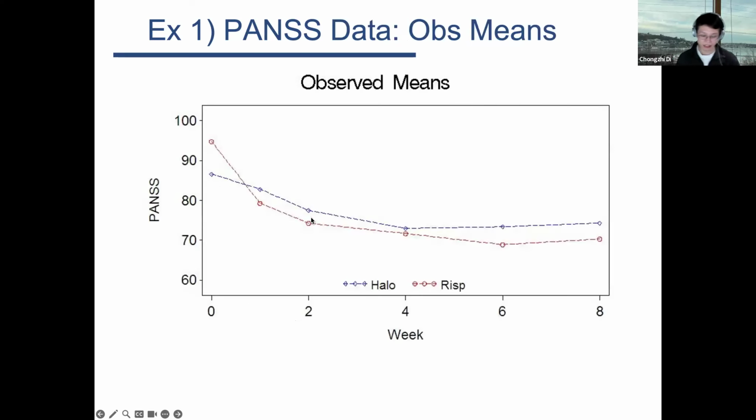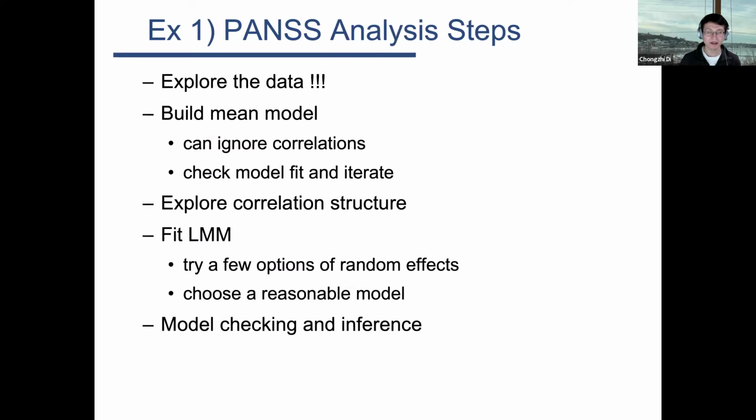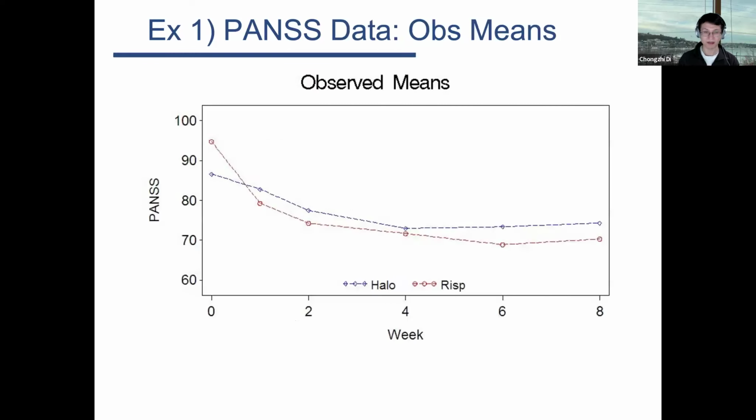So going back to this data, I think we have seen what the data look like. For longitudinal data, you have the mean structure and the covariance structure, and we always start with the mean structure. So let's see what type of trajectory or structure we should use for the mean structure.